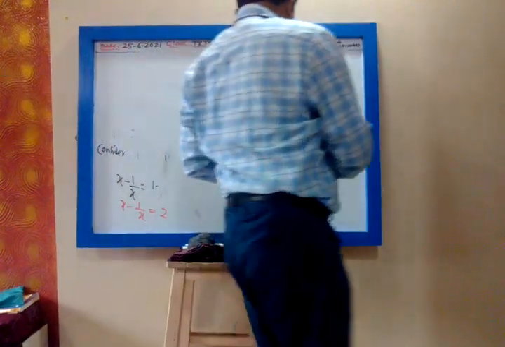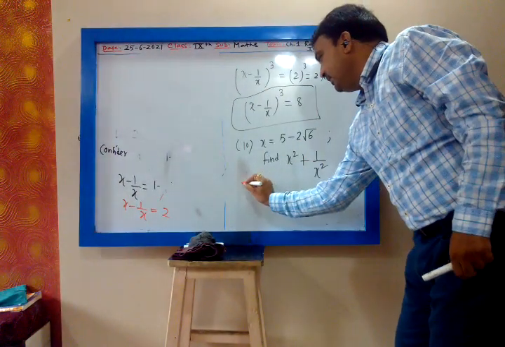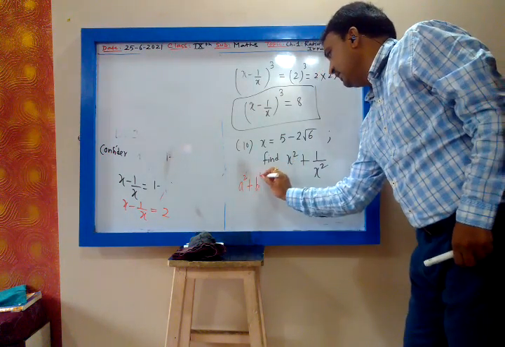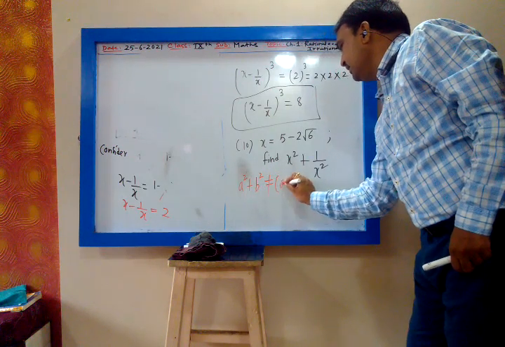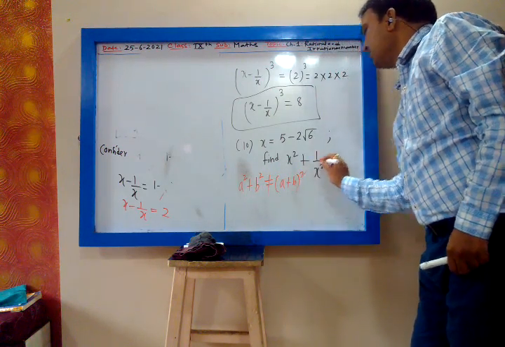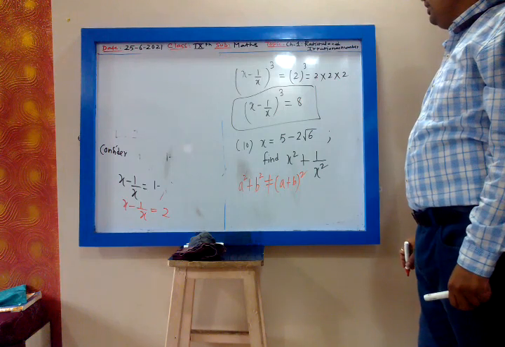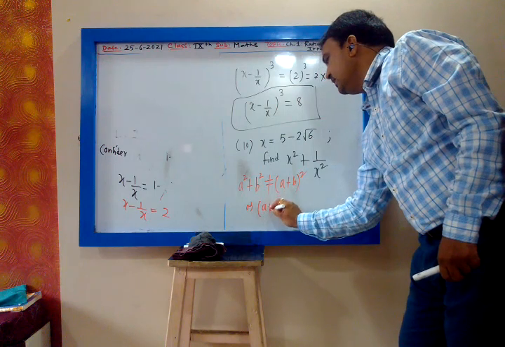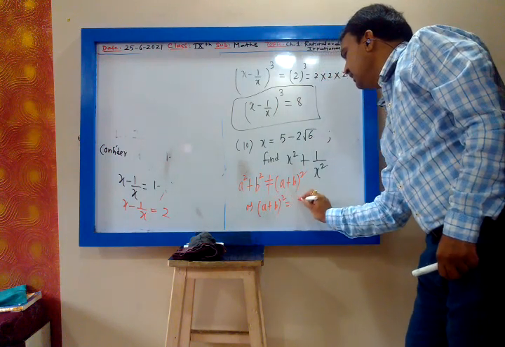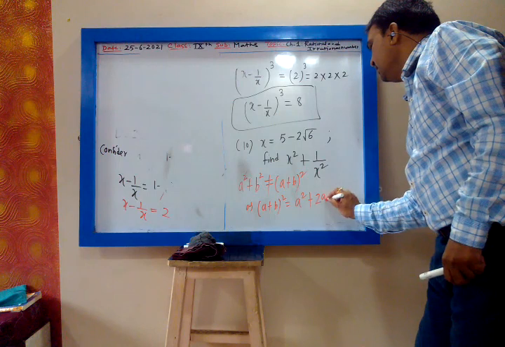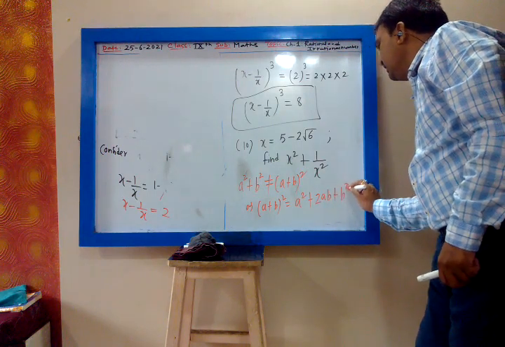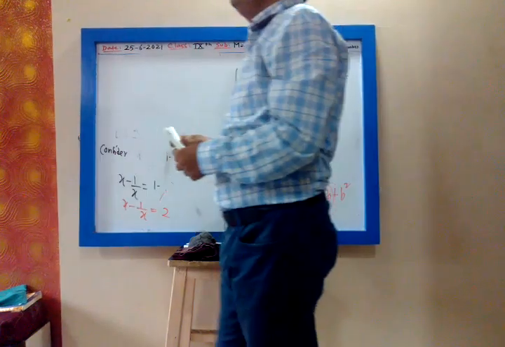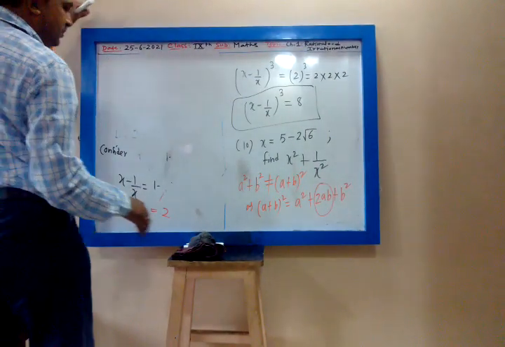See the difference. A square plus b square. I cannot write a plus b whole square. Just remember, a square plus b square. As what is a plus b whole square? A plus b whole square is a square plus 2ab plus b square. This 2ab is not there, my dear. So I cannot write a plus b whole square as a square plus b square.